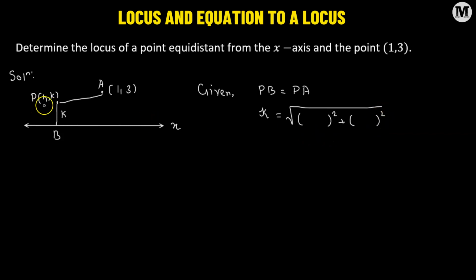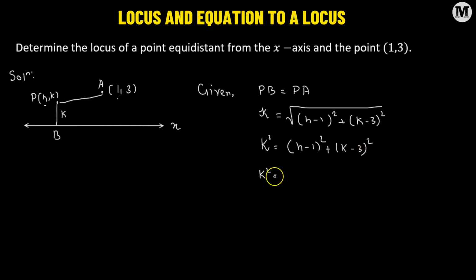So what's the difference of the x-coordinate? We'll take h minus 1. That's the difference of the x-coordinate. Similarly, we can define the difference of the y-coordinate, so that's k minus 3. Okay, now let's square both sides to get rid of the square root. Now we have k squared equals h minus 1 whole squared added to k minus 3 whole squared.